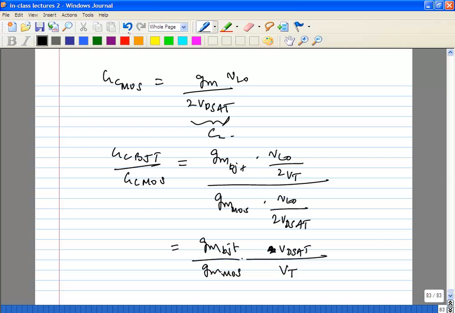So what do we know? Usually, for a given bias current, the GM of a BJT is larger than the GM of a MOSFET. Also, VDS-side is usually larger than Vt. So typically, as far as conversion gain efficiency is concerned, a BJT is better than a MOSFET.